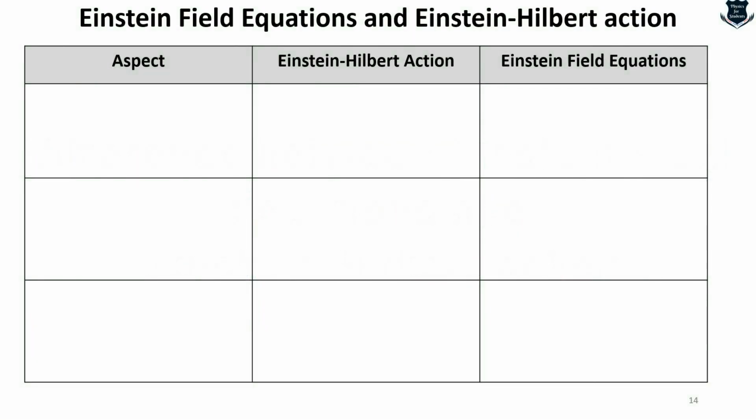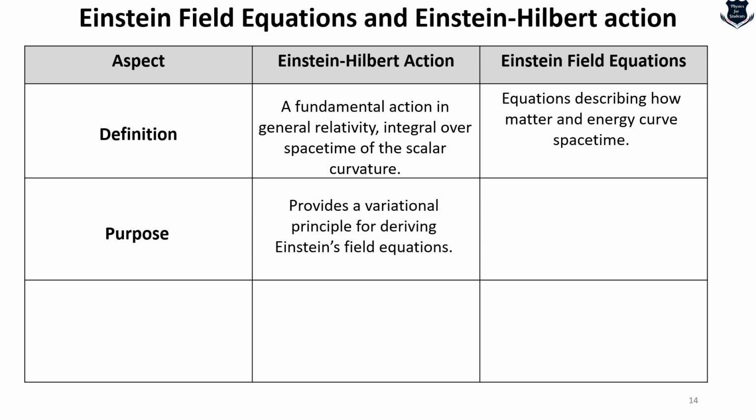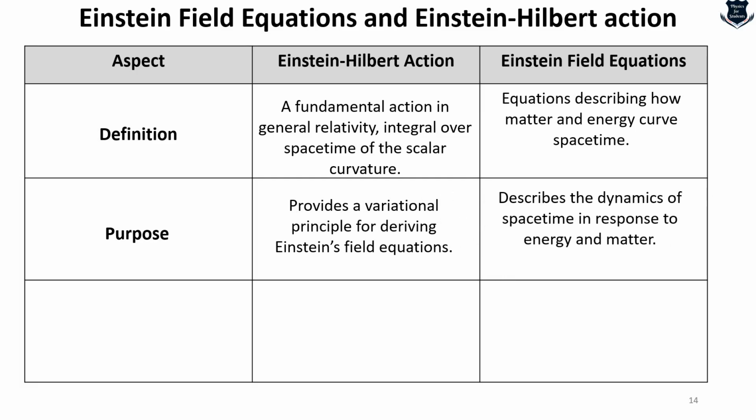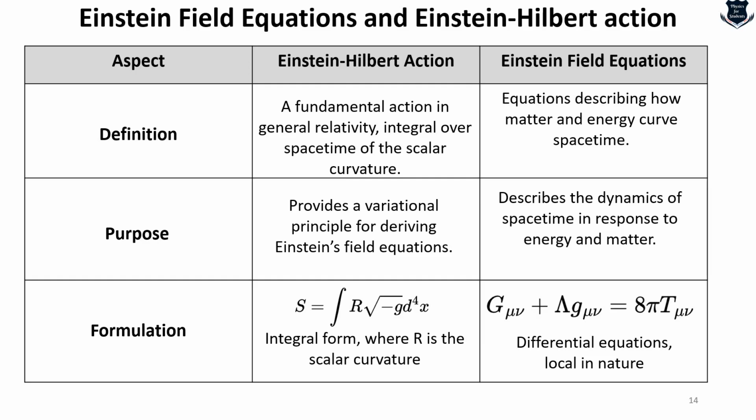The same goes here. The first thing I will talk about is the definition. The Einstein-Hilbert action is a fundamental action which is an integral over the scalar curvature, and the Einstein field equation describes something local, that is, matter and energy over space-time. The purpose of the Einstein-Hilbert action was to provide a variational principle for deriving the Einstein field equation. This is more or less to describe the dynamics, that is, locally how space-time responds to energy and matter. The formulation is an integral form, whereas the field equations are differential equations, very much local in nature. So this is the definition, purpose and formulation.